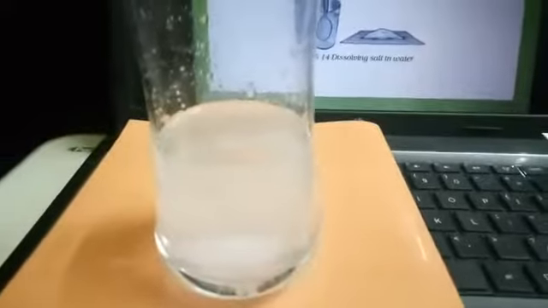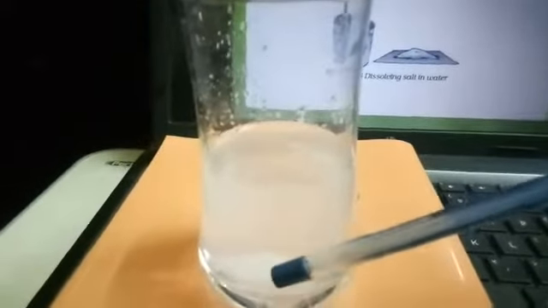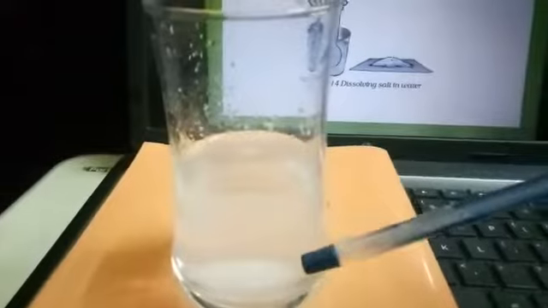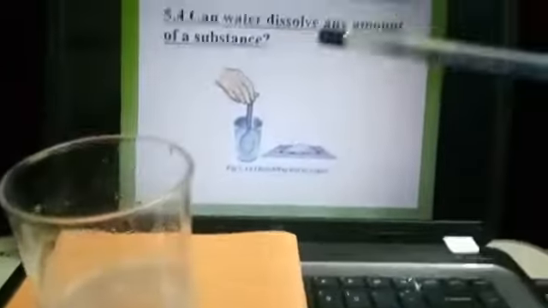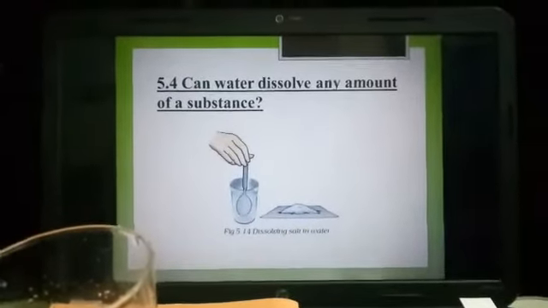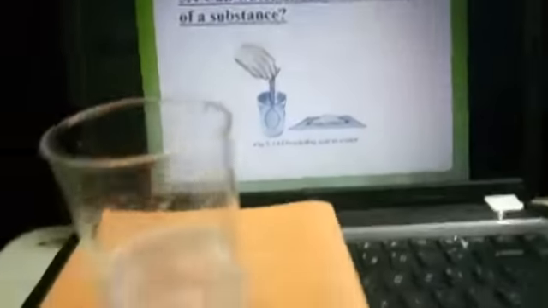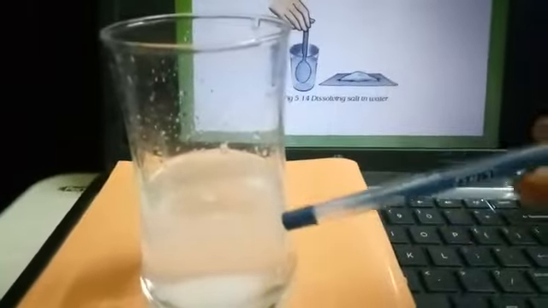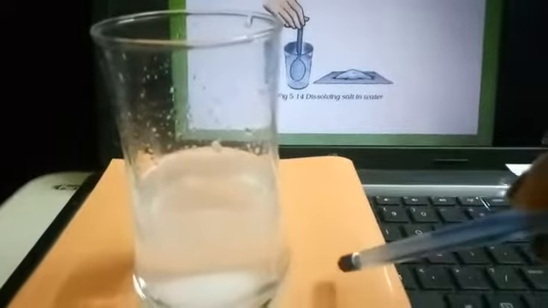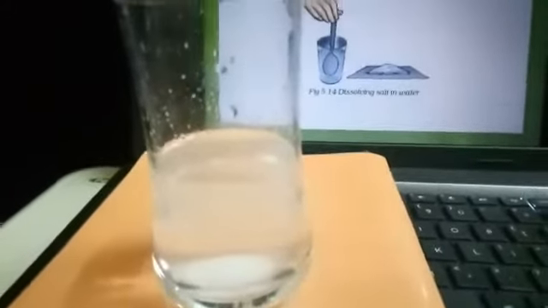Okay, look at the bottom. There is presence of salt. Just here salt is there, right? White color salt means now this solution is a saturated solution. So here, can water dissolve any amount of substance? The answer is water can dissolve substance only up to a particular limit. That means up to 3 tablespoons of salt, water dissolves all 3 tablespoons, but this amount of water is unable to dissolve the 4th tablespoon. Clear? So now this solution is saturated.